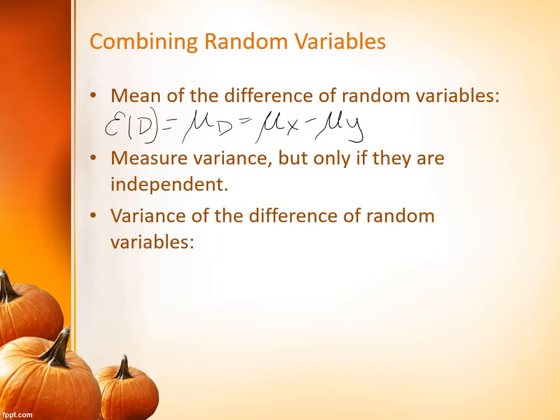Now we already talked about on the last slide, we can't add standard deviations. You can only measure variance, so variance is what we have to add, and we can only do that when they're independent. So now we need to talk about how we do the variance with the difference. On the last slide, it made sense that if we were adding, we take all the variability of x and add it to all the variability of y. But when we're taking a difference, we actually do the same thing. We add the variance.